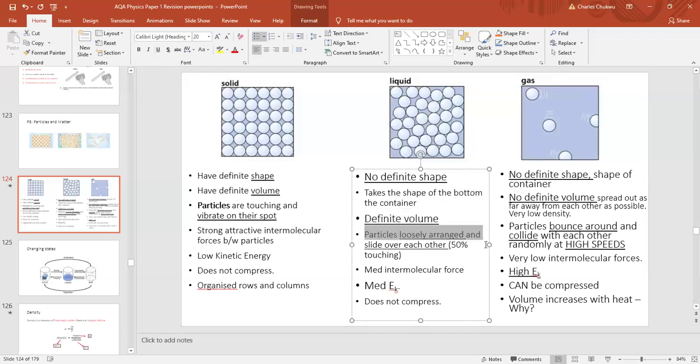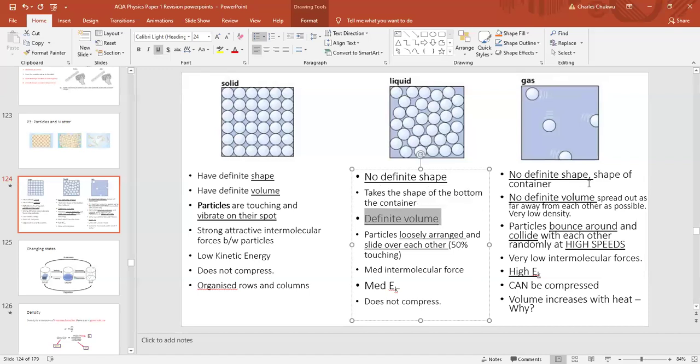Particles are loosely arranged and slide over each other, 50% touching, okay? Medium intermolecular force, not so strong, but yeah. Medium kinetic energy, and they still do not compress. Well, maybe because they still have a definite volume, right? So the definite volume will not permit them to compress.